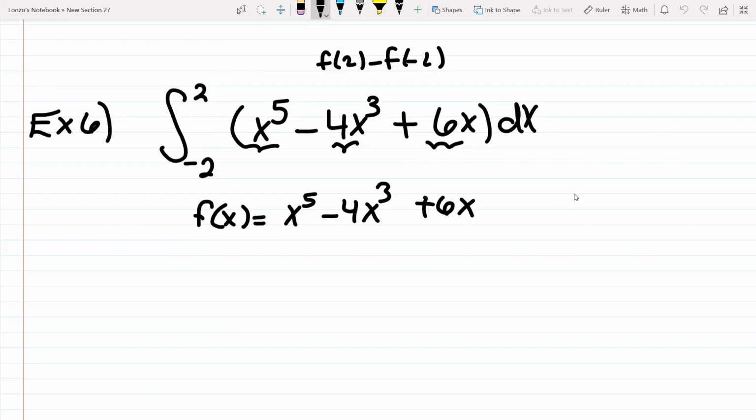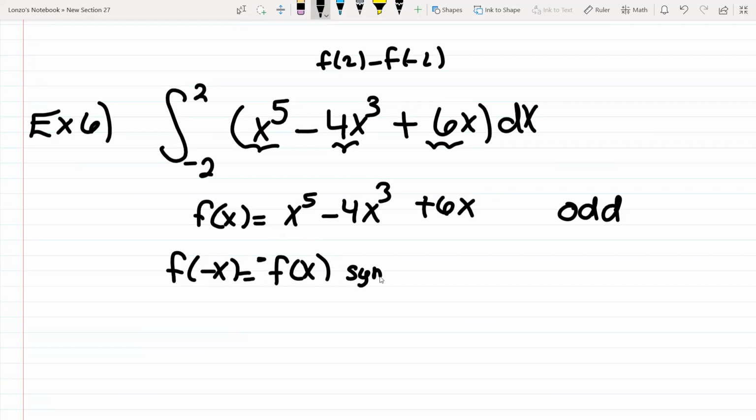So this is technically an odd function. There are 2 ways you can determine it. If you plug in f of -x and your outcome comes out negative, that's how you know it's odd, and odd is symmetric to the origin.